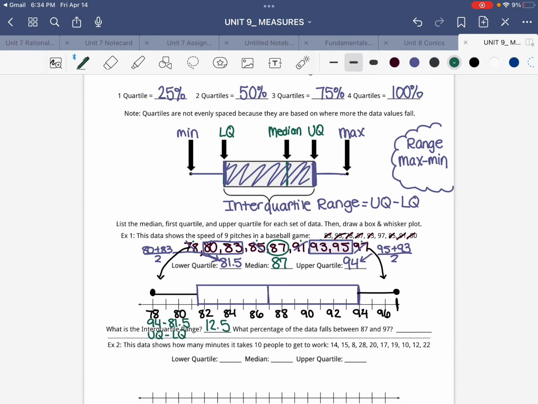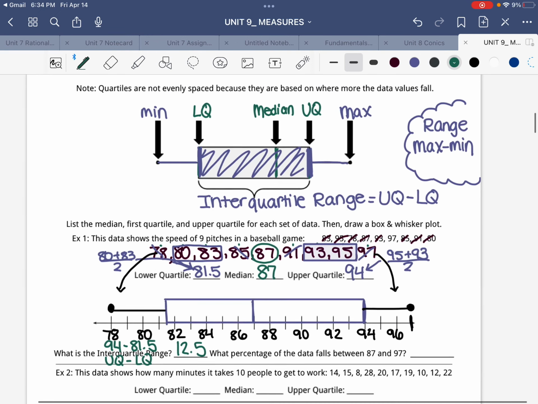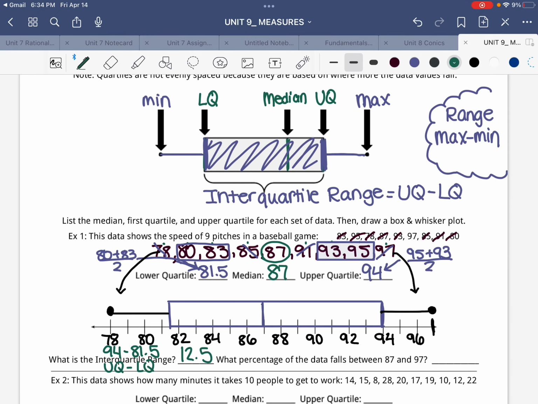Then it asks us what percent of the data falls between 87 and 89, or sorry, 87 and 97. 87 is right here. 97 is all the way over here. So that covers 2 quartiles, which is 50%.